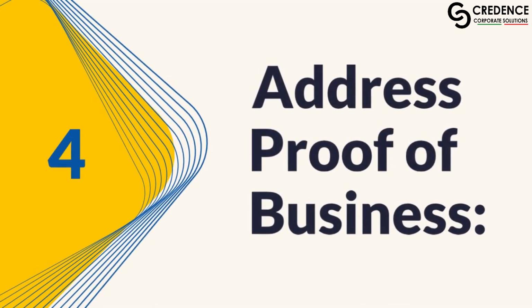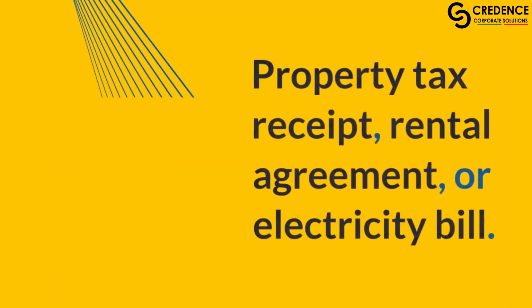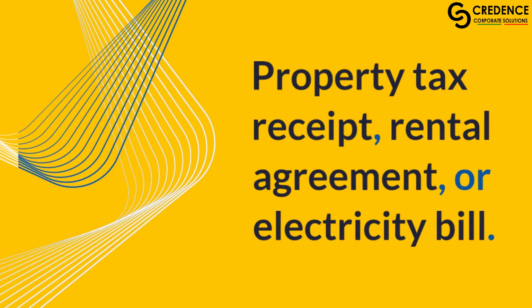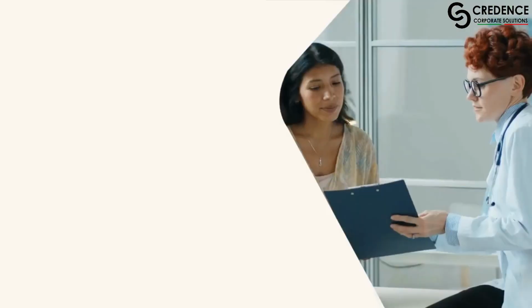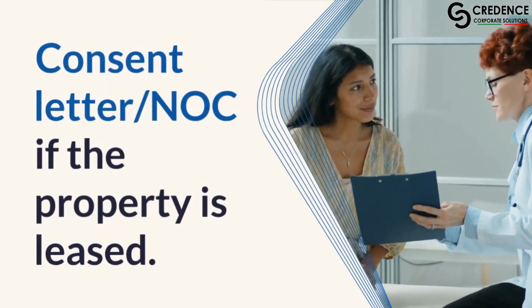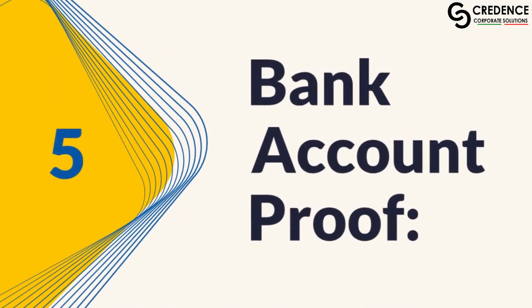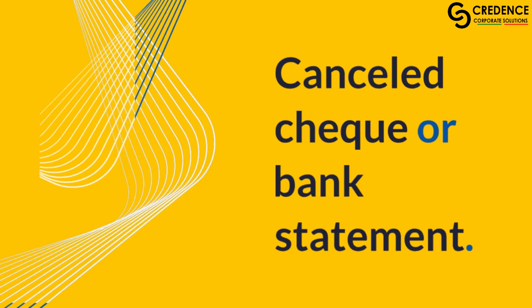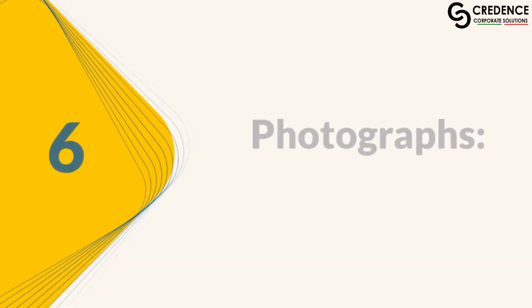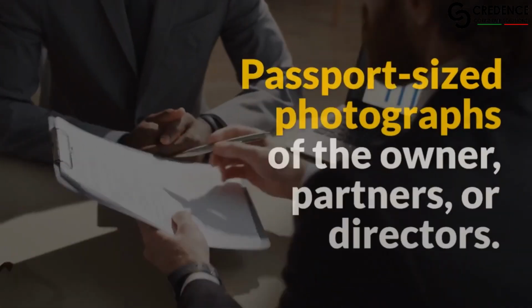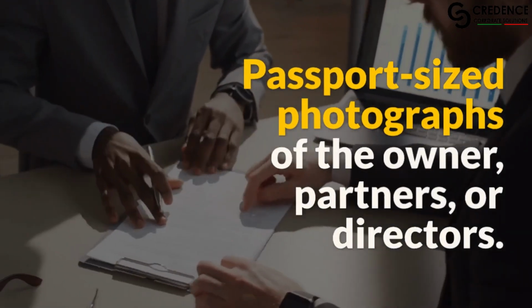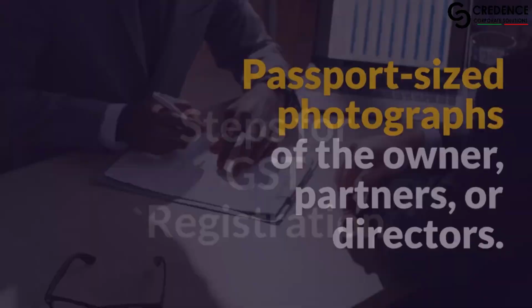4. Address proof of business. Property tax receipt, rental agreement, or electricity bill. Consent letter, NOC, if the property is leased. 5. Bank account proof. Cancelled cheque or bank statement. 6. Photographs. Passport-sized photographs of the owner, partners, or directors.